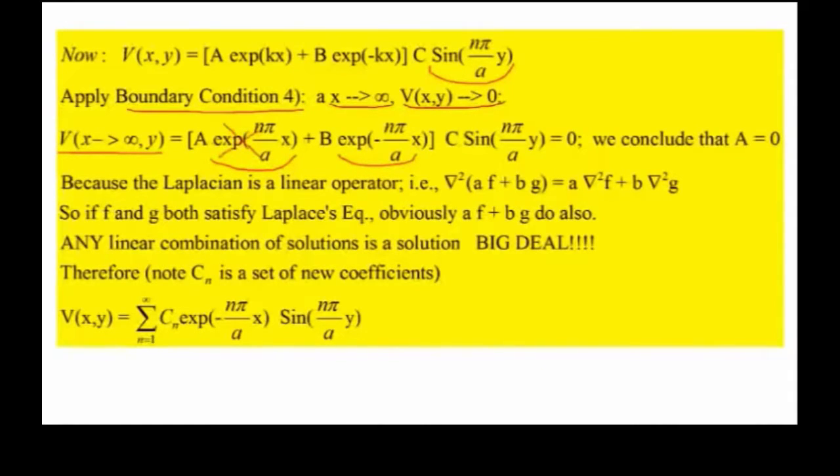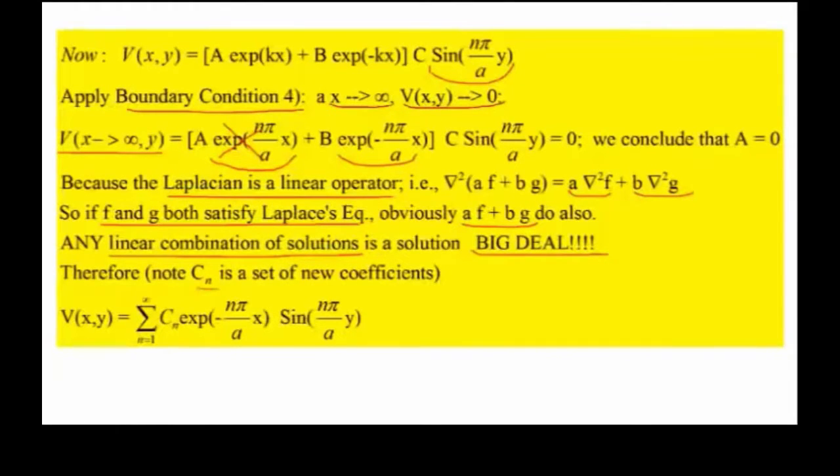Okay, so because the Laplacian is a linear operator, what that means is that if you have, say, functions f and g with constants a and b, you can take the Laplacian of the sum, and that will be the sum of the Laplacians. You could have 20 million terms here and it would still hold up. So if f and g are both solutions to Laplace's equation, then this sum, af plus bg, is also a solution. Any linear combination of solutions is a solution, and this is a big deal.